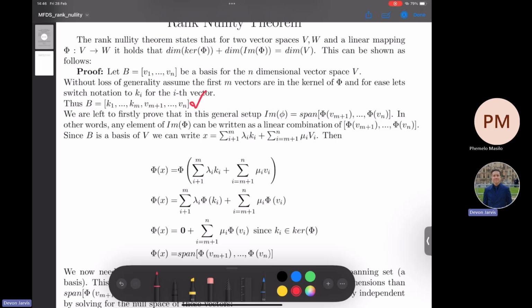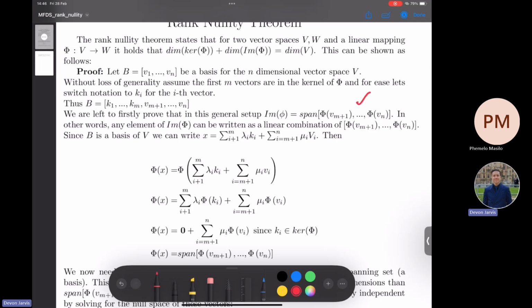So this is what we're left with. This is our basis of the V space. Okay, we are left firstly to prove that in this general setup, the image of our mapping is just the span of the set of vectors that are not in my kernel, right? That's what we want to prove. That's going to give us a step towards proving the rank nullity theorem, and that's where we're going to start.